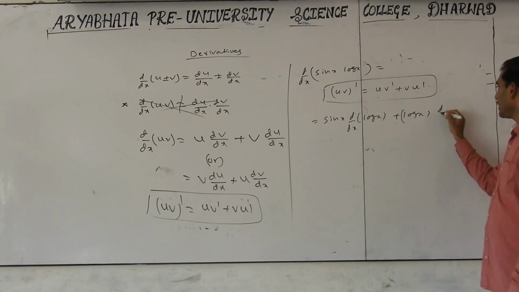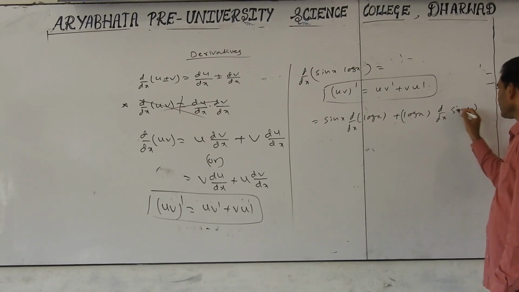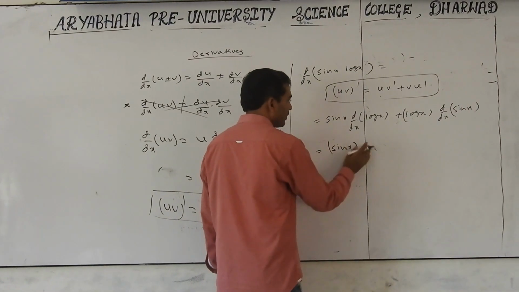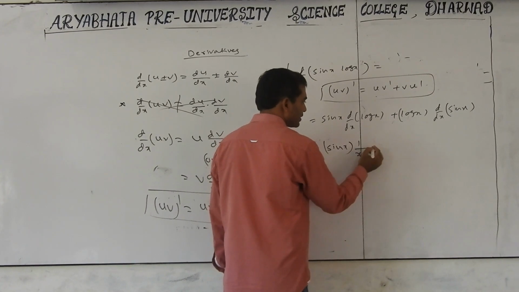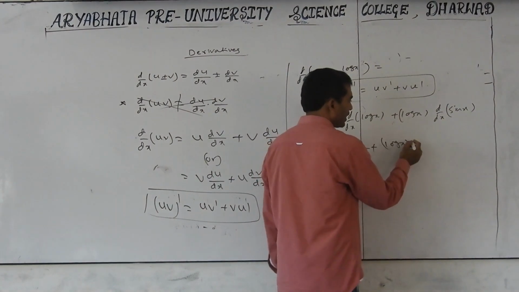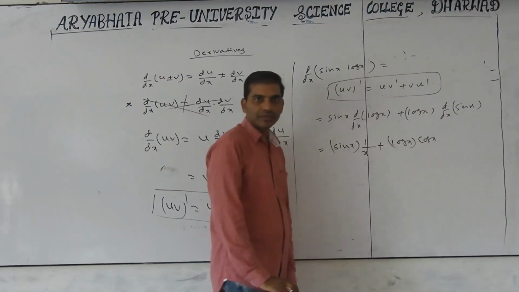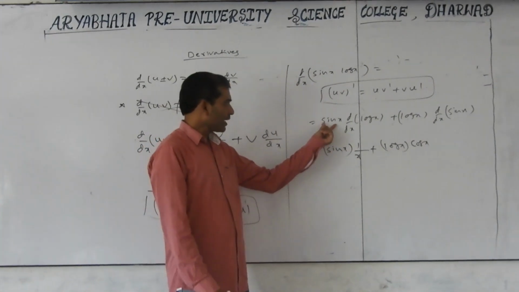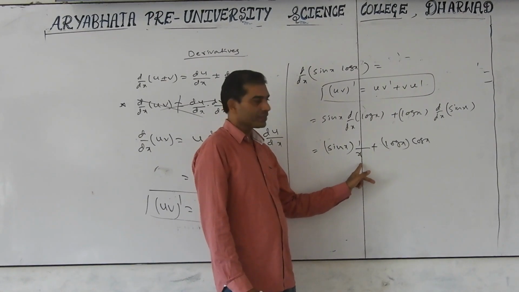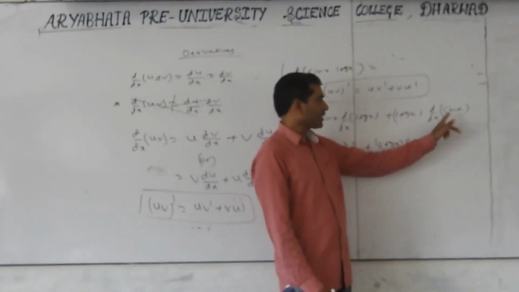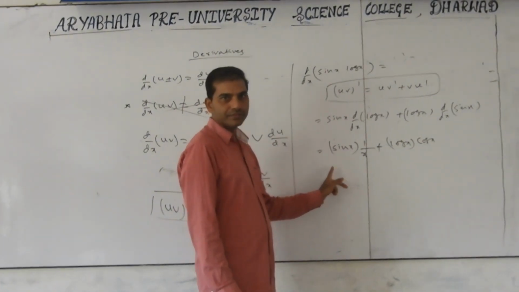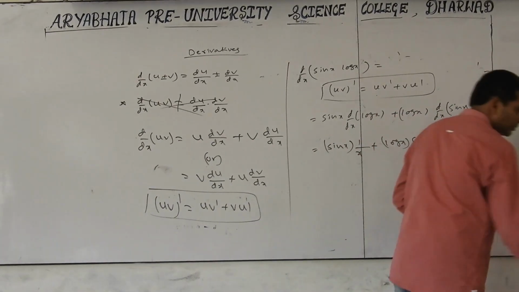Next, u times d by dx of sin x. Okay, sin x into the derivative of log x, which is 1 by x, plus log x into the derivative of sin x, which is cos x. Understood? For sin x, where the derivative is operated, only that one is differentiated. Log x derivative is 1 by x. Log x is constant here. d by dx of sin x is cos x. So this is the differentiation of this.